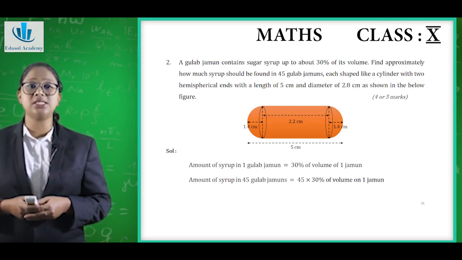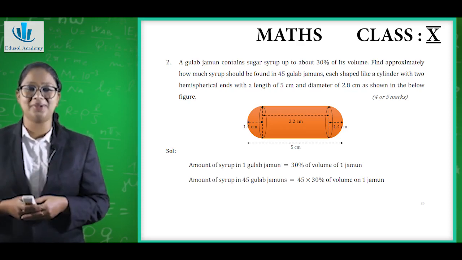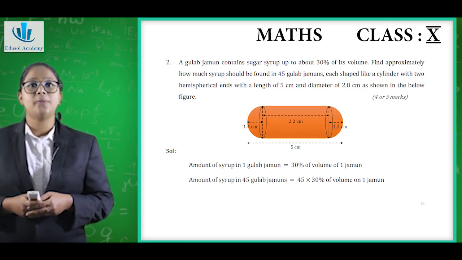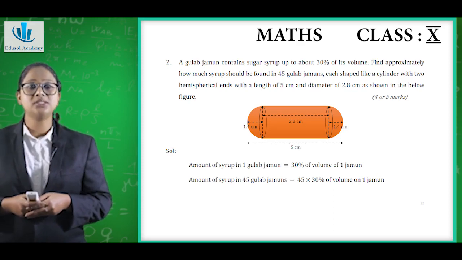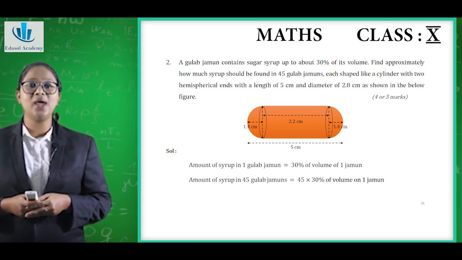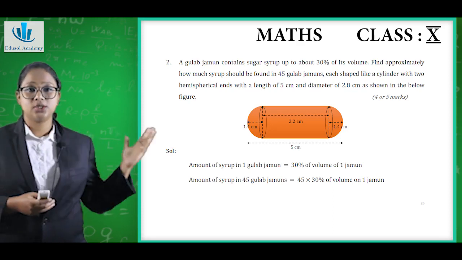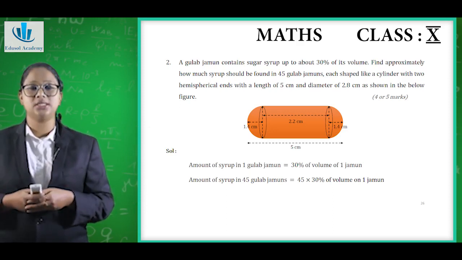Now this is a very important and very frequently asked question, especially in the final section of your question paper. Let's read the question. A gulab jamun contains sugar syrup up to 30% of its volume. Find approximately how much syrup is to be found in 45 gulab jamuns, each shaped like a cylinder with two hemispherical ends with a length 5 cm and diameter 2.8 cm as shown in the figure. I hope you can see it from the figure. We have marked all the dimensions.